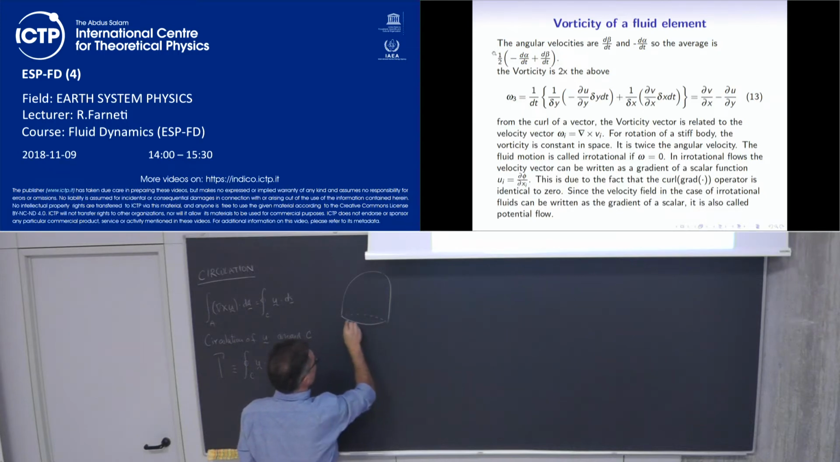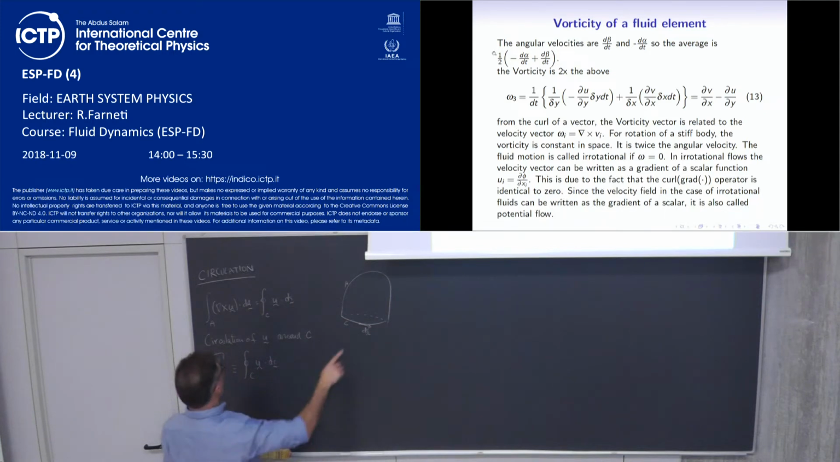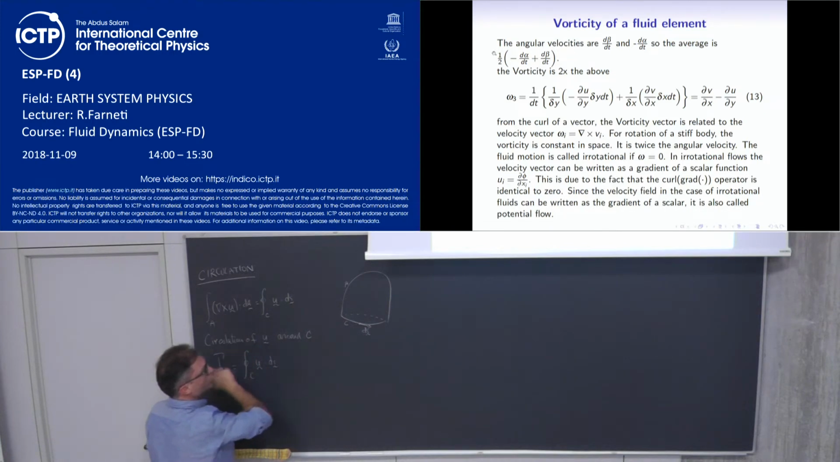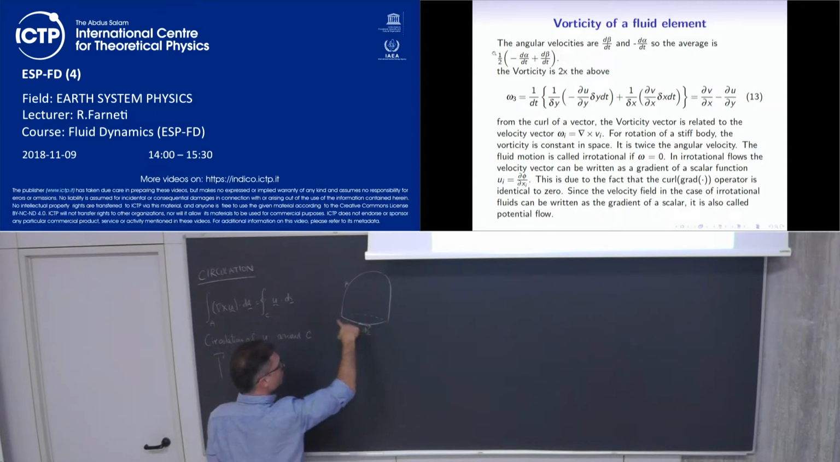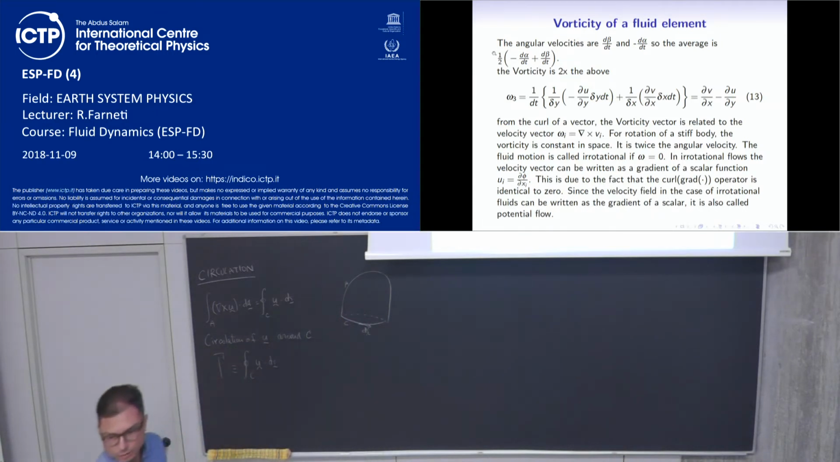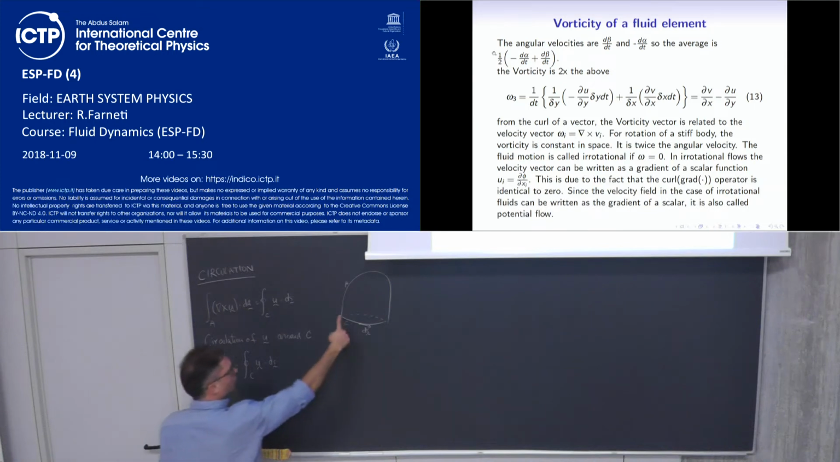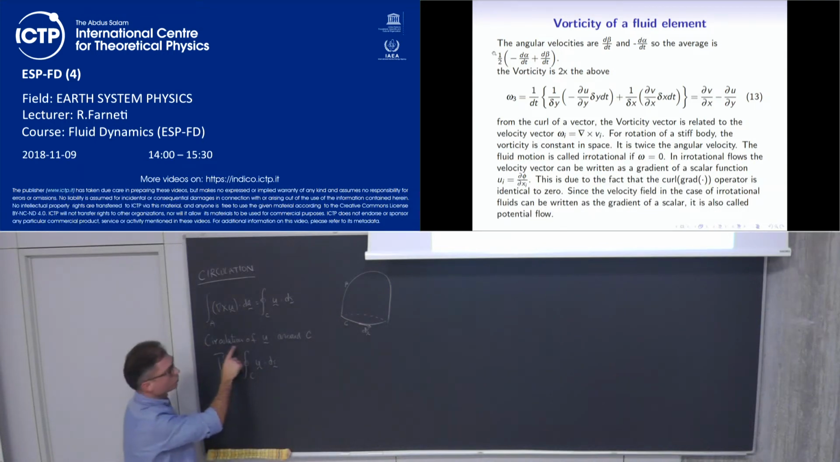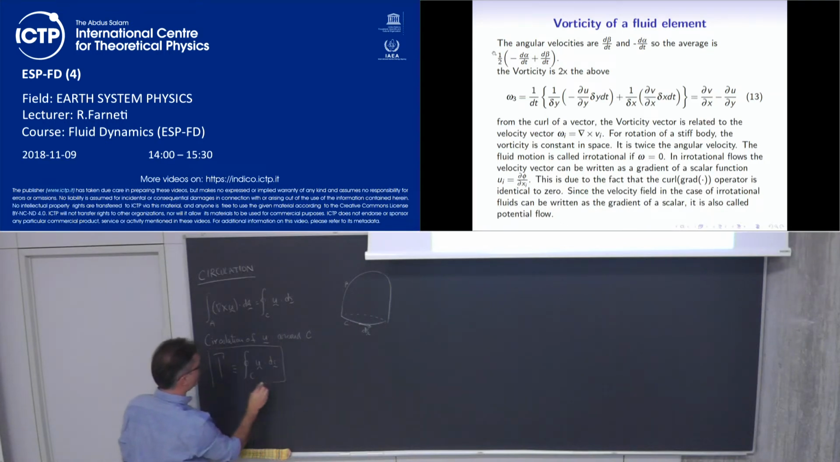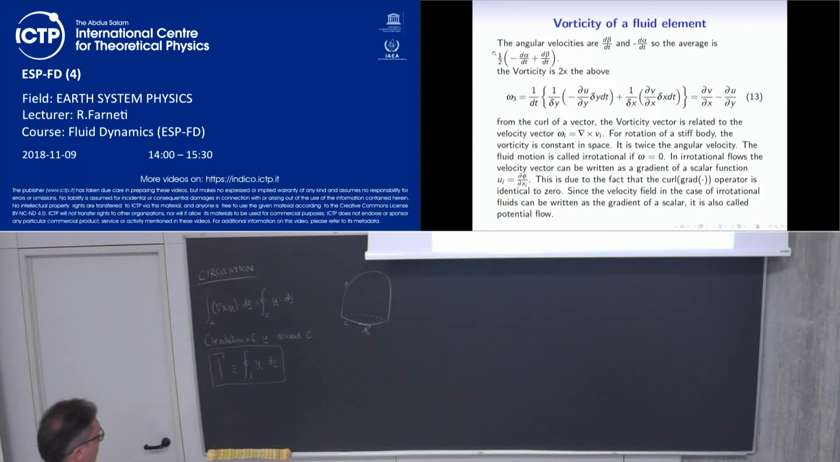Okay? This is my bounding line contour C, and this is my area A. This is my ds. And so the curl of u integrated over the area is equal to the line integral around C. So the line integral around C is called the circulation of u around C. So this is what we define as the circulation of u around C.